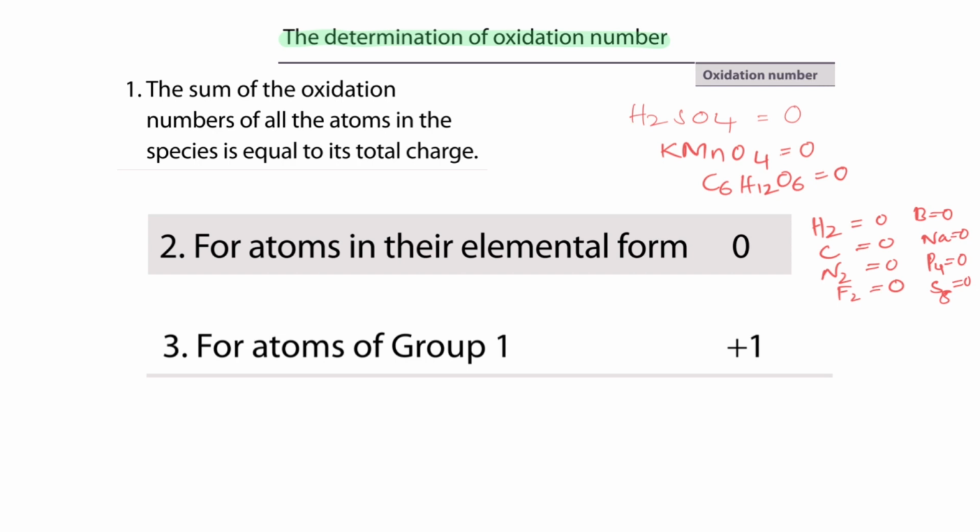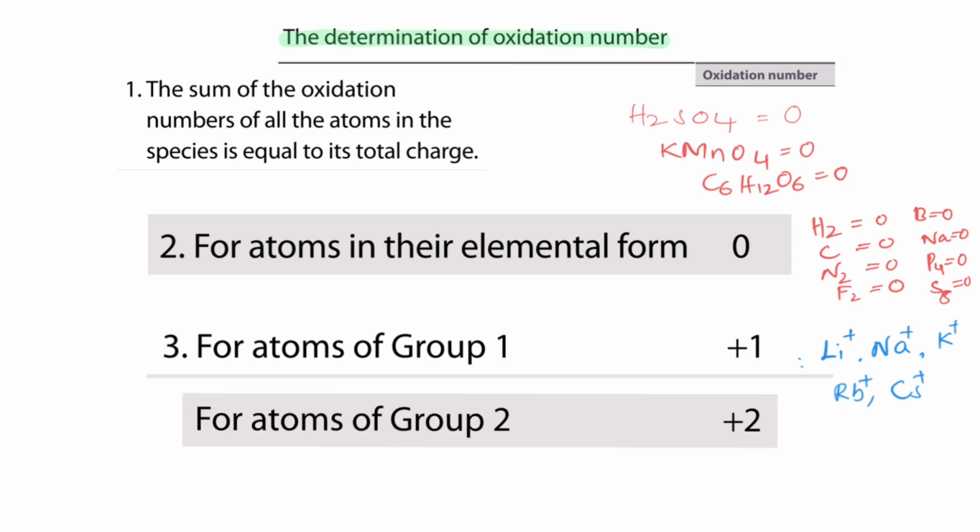Third rule, for atoms of group 1, oxidation number is equal to +1. What are the group 1 elements? Lithium +1, sodium +1, potassium +1, rubidium +1, and cesium +1. All these are first group elements. These have the oxidation state +1.